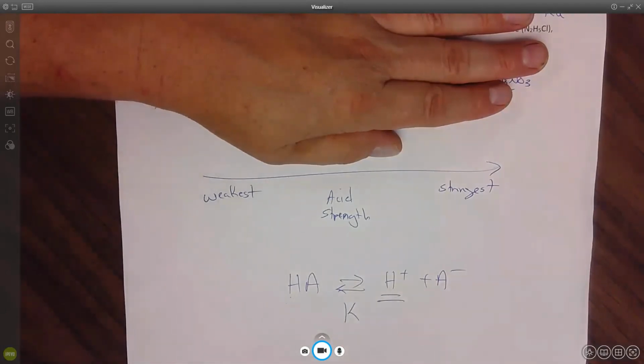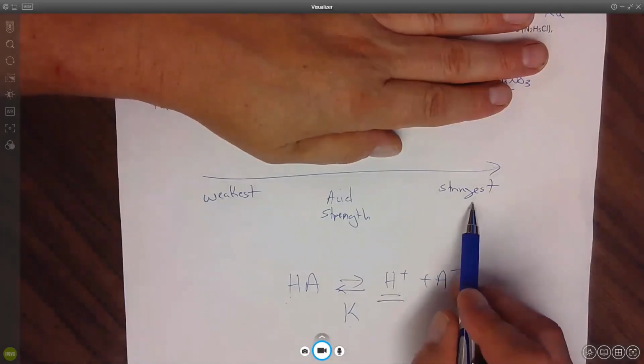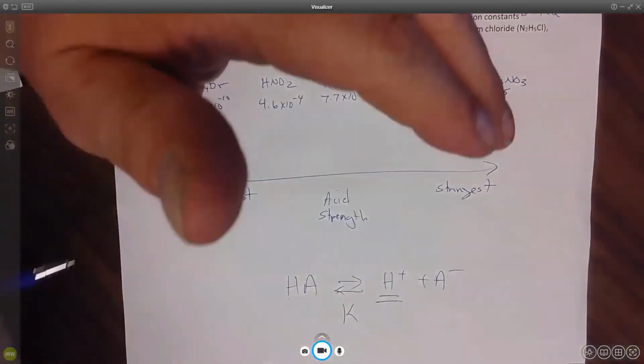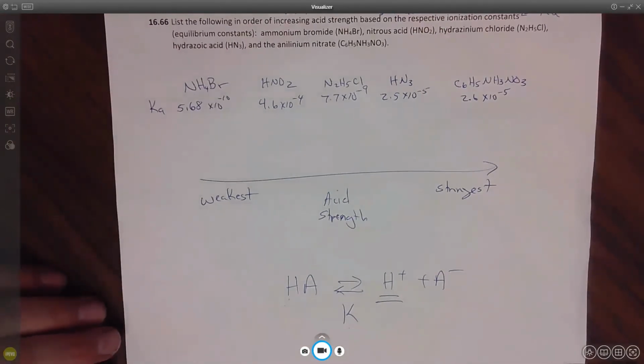The stronger the K value, the stronger the acid is, because the more products there are. Exactly, right? This is all going back to chapter 15. We know the larger the K value, the more products, which means the more H plus, which means the more acidic. So the strongest acid is going to have the largest K value. The weakest acid is going to have the smallest K value. So which one is the weakest acid then?